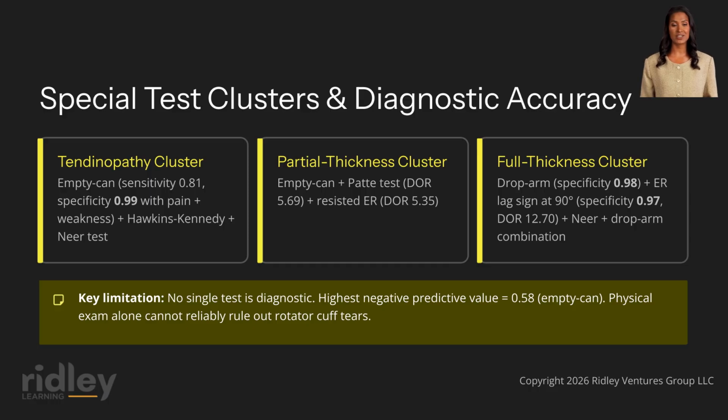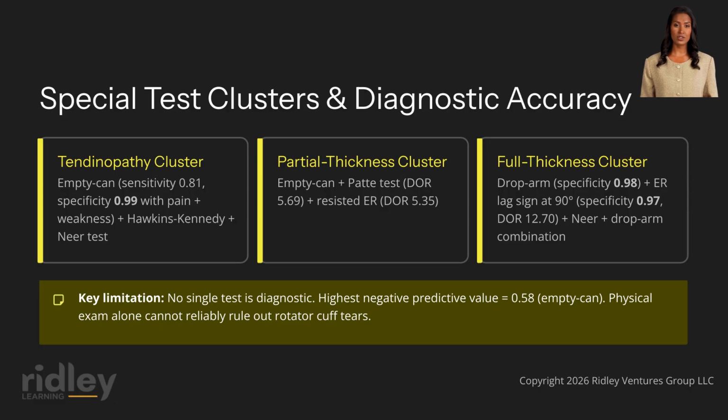Here's the key limitation, though. These tests are unable to reliably rule out rotator cuff tears, with even the best tests still missing a substantial proportion of actual cases when negative, and the most favorable result being the empty can test. That means physical examination alone can't reliably rule out rotator cuff tears, particularly partial thickness tears. And the diagnostic accuracy of rotator cuff special tests varies considerably, with most individual tests only modestly increasing the likelihood of the diagnosis and providing limited confidence when used in isolation for rotator cuff disease.